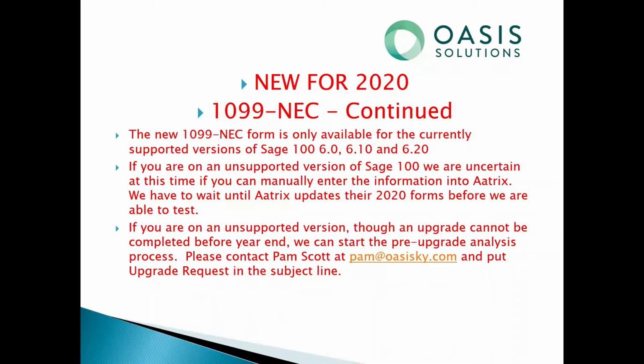If you do not have the option of doing that and you're required to do those NEC forms, then you would need to process those manually, and then make sure that you're getting in touch with me to talk about doing an upgrade so that you don't have to go through that manual process next year. So here's my email address, pam@oasisky.com. If you do want me to get in touch with you and talk about doing an upgrade of your Sage 100.